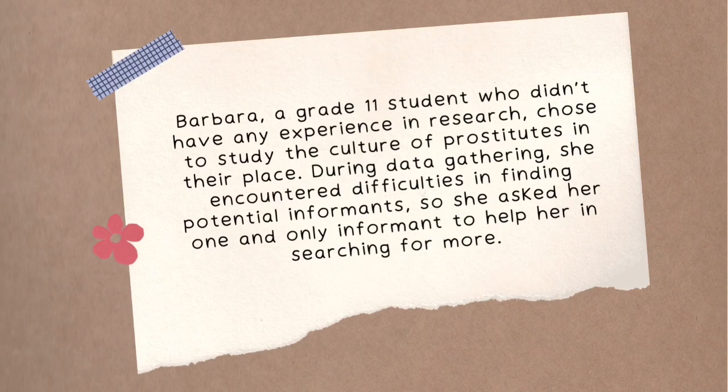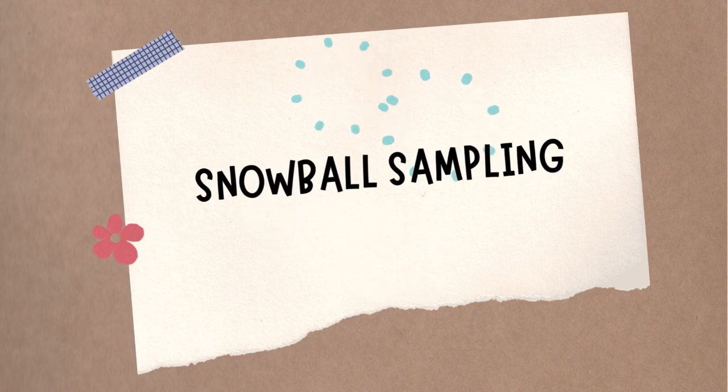Barbara, a grade 11 student who didn't have any experience in research, chose to study the culture of prostitutes in their place. During data gathering, she encountered difficulties in finding potential informants, so she asked her one and only informant to help her in searching for more. What sampling did Barbara use? Impressive! The answer is snowball sampling.